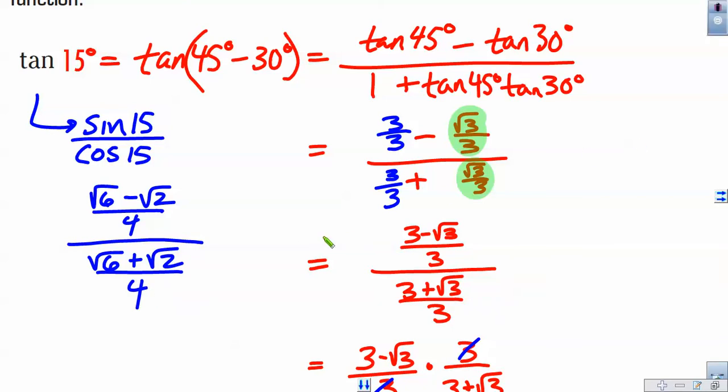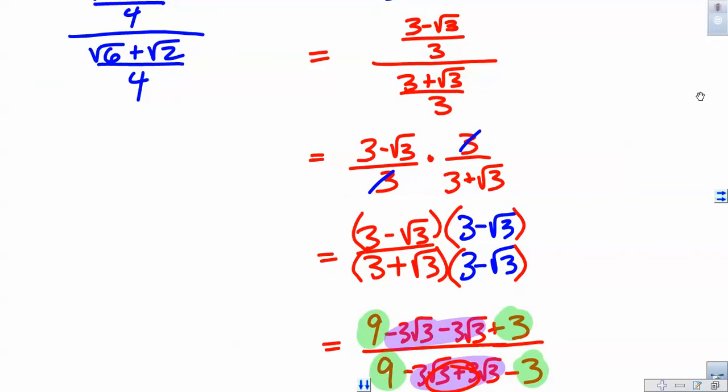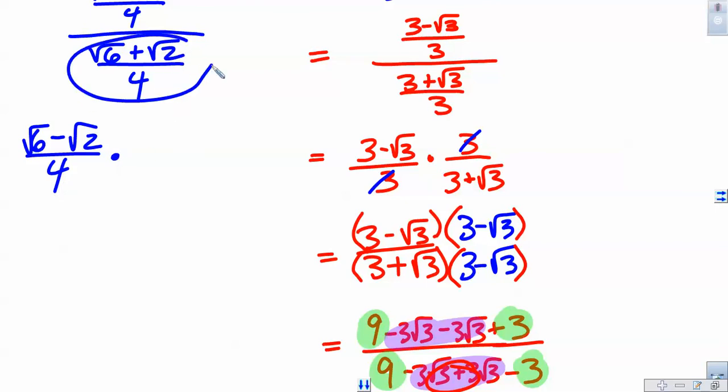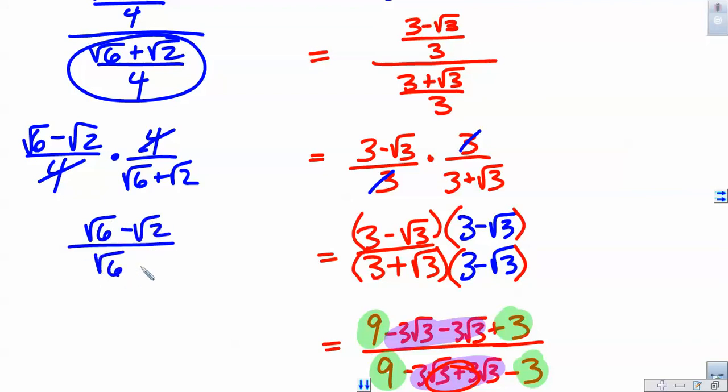Hey, do you notice that we have a single fraction over a single fraction? So now we can multiply by the reciprocal right now. So if we do that, we have the square root of 6 minus the square root of 2 all over 4 times the reciprocal of this right here, which would be 4 over the square root of 6 plus the square root of 2. See a 4? Leaving us with the square root of 6 minus square root 2 all over the square root of 6 plus the square root 2.